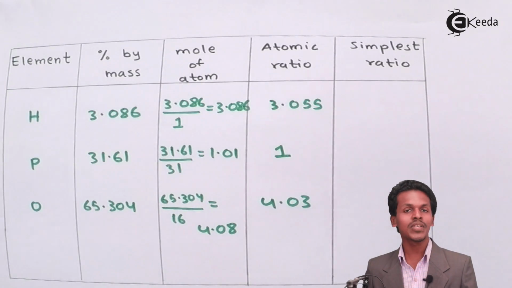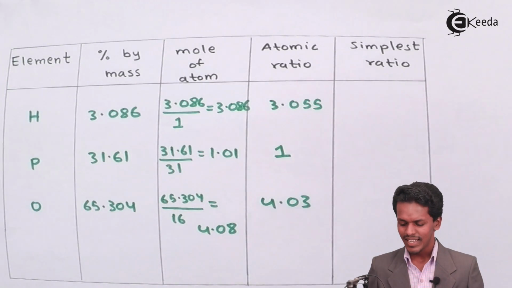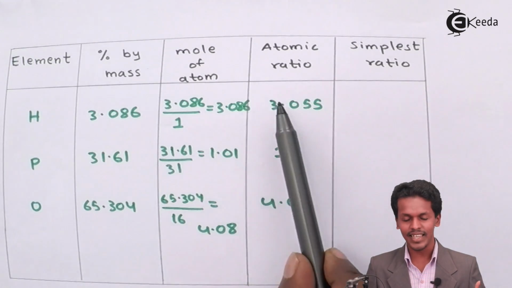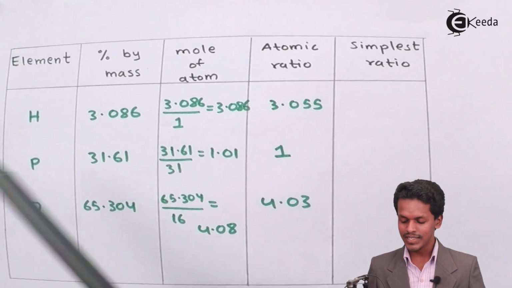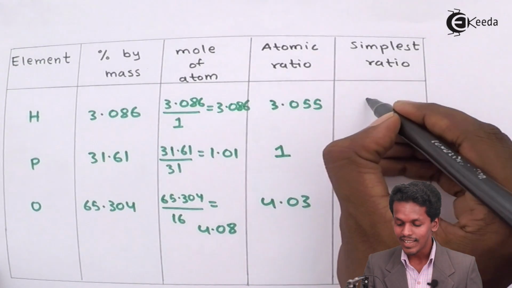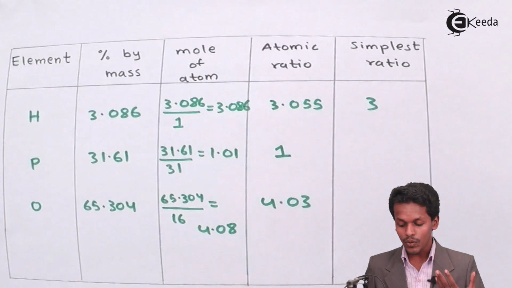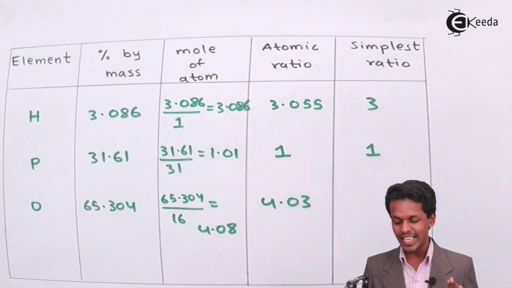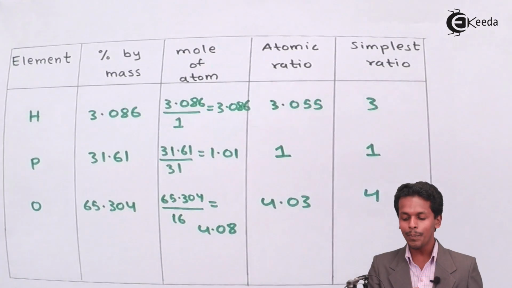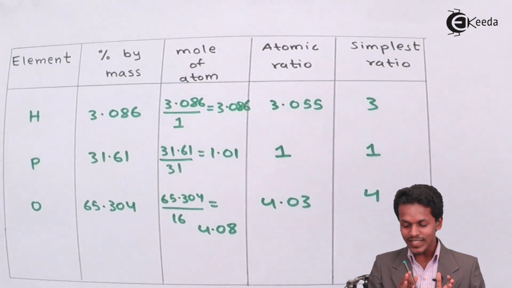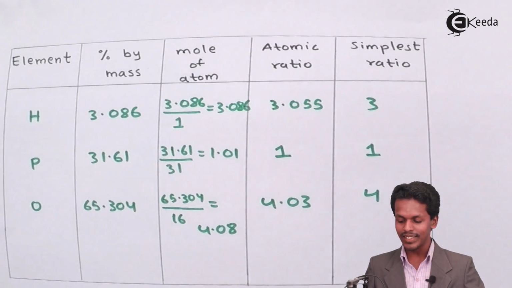So how can we convert this into a simple ratio? This number is not very large that we could convert, that is, this 3 cannot be converted into 4. Why? Because the value is 3.055. Therefore we could consider this as 3 itself. We could consider the 1 as 1, as well as the 4.03 as 4. So this is the simplest ratio that we have calculated here. This was the table, and from there we have calculated the simplest ratio.